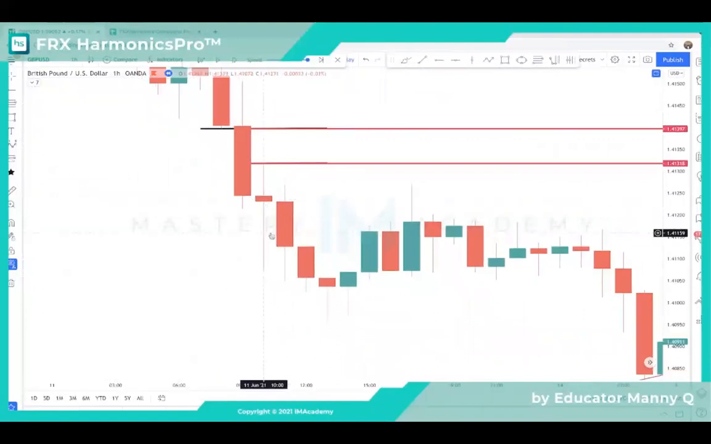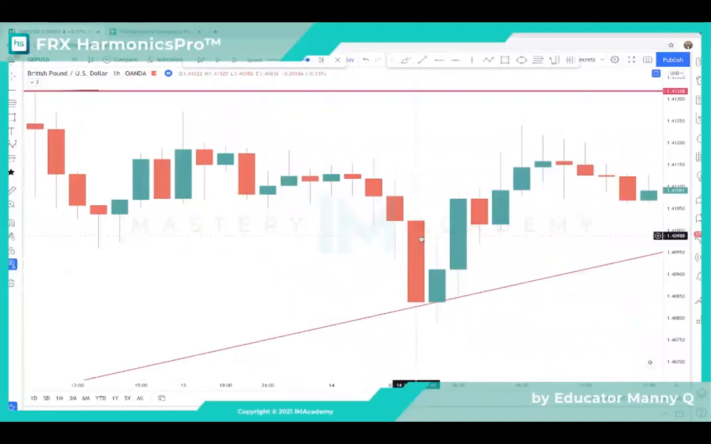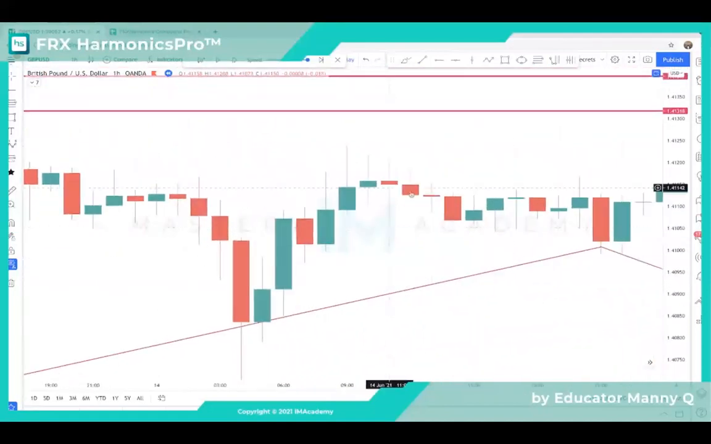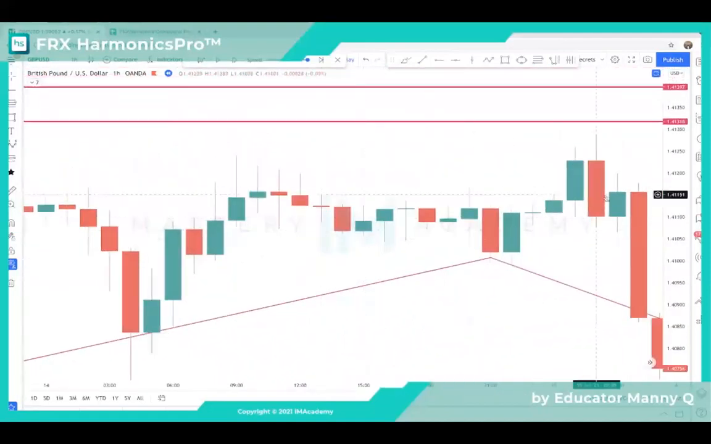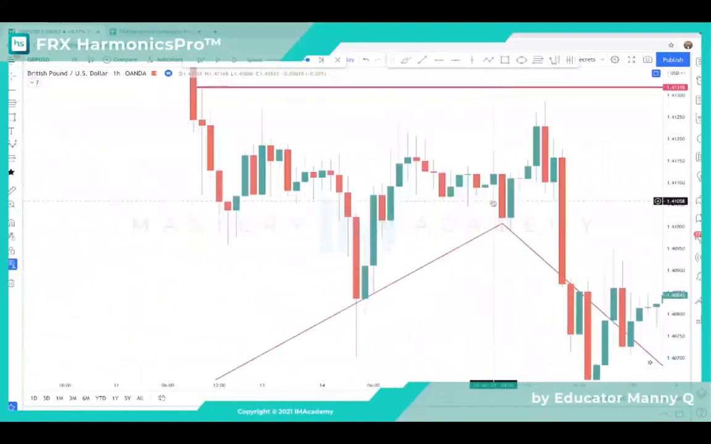This is filled. We can see that this wick is here. That's filled. All these candles are filled. Filled, boom. The market starts dropping.